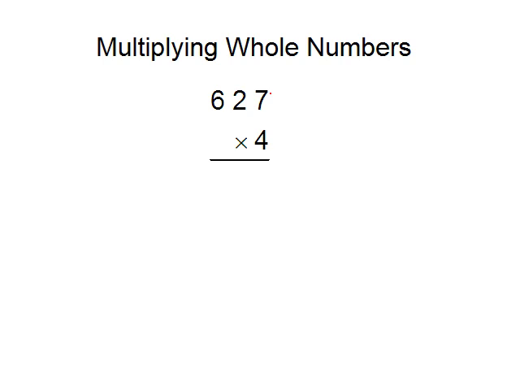4 sevens are 28. We put the 8 in the units column and carry the tens. 4 twos are 8, and the other two tens make 10 tens. 4 sixes are 24 and 1's 25. And because there were no digits, we didn't carry the 2. So the answer to that is 2,508.